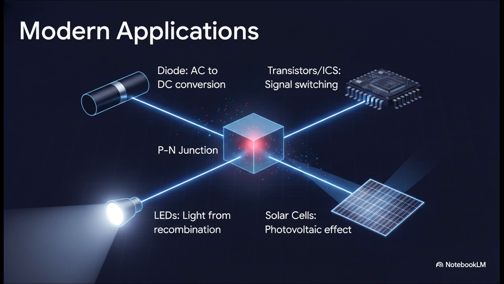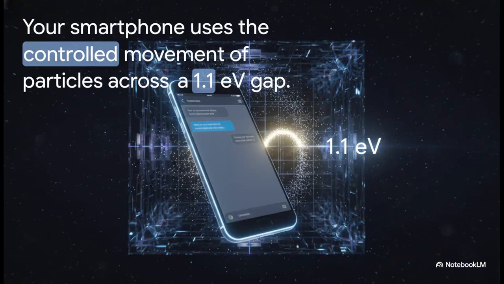Stack 3 layers together and you get a transistor, the fundamental switch doing the math inside your computer's integrated circuits. When electrons and holes recombine and release their energy as light, boom, you've got an LED. And if you run that exact process in reverse, letting light hit the junction to knock electrons free and generate power, you have a solar cell. It's honestly pretty breathtaking when you put it all together.